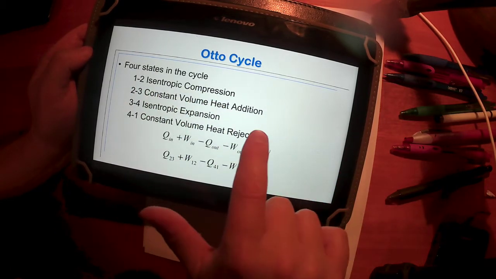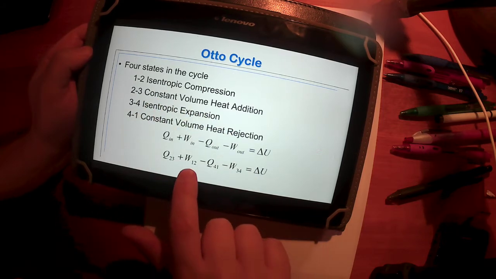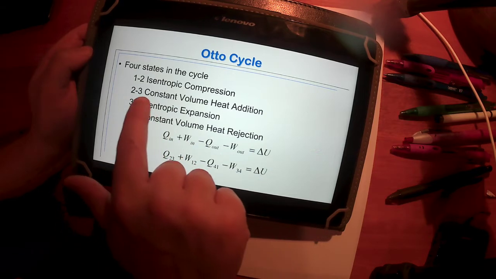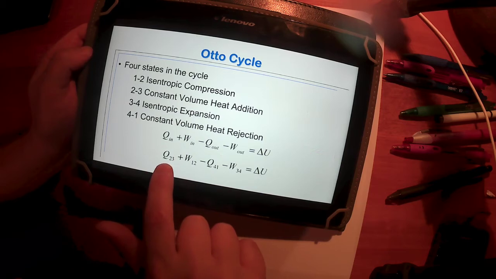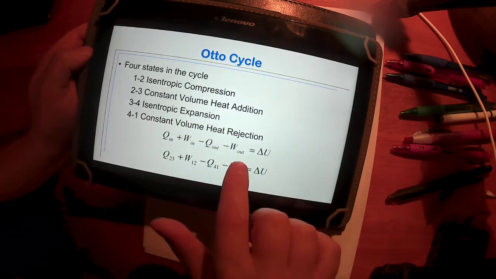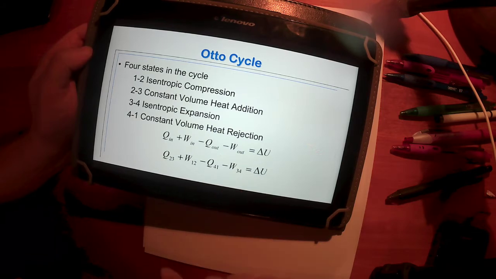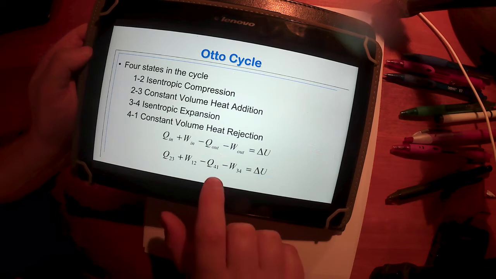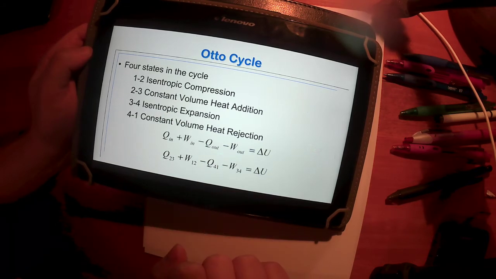Isentropic compression from 1 to 2, right? So compression, that's work in. So work in, from 1 to 2, work in. Constant volume heat addition, so that's heat in, from 2 to 3. Isentropic expansion, that is the work out. Whenever we expand, we're getting work out, so that's the work from 3 to 4. And then finally the constant volume heat rejection to get us back to state 1 from 4 to 1. That's a heat out term, so that's minus here.